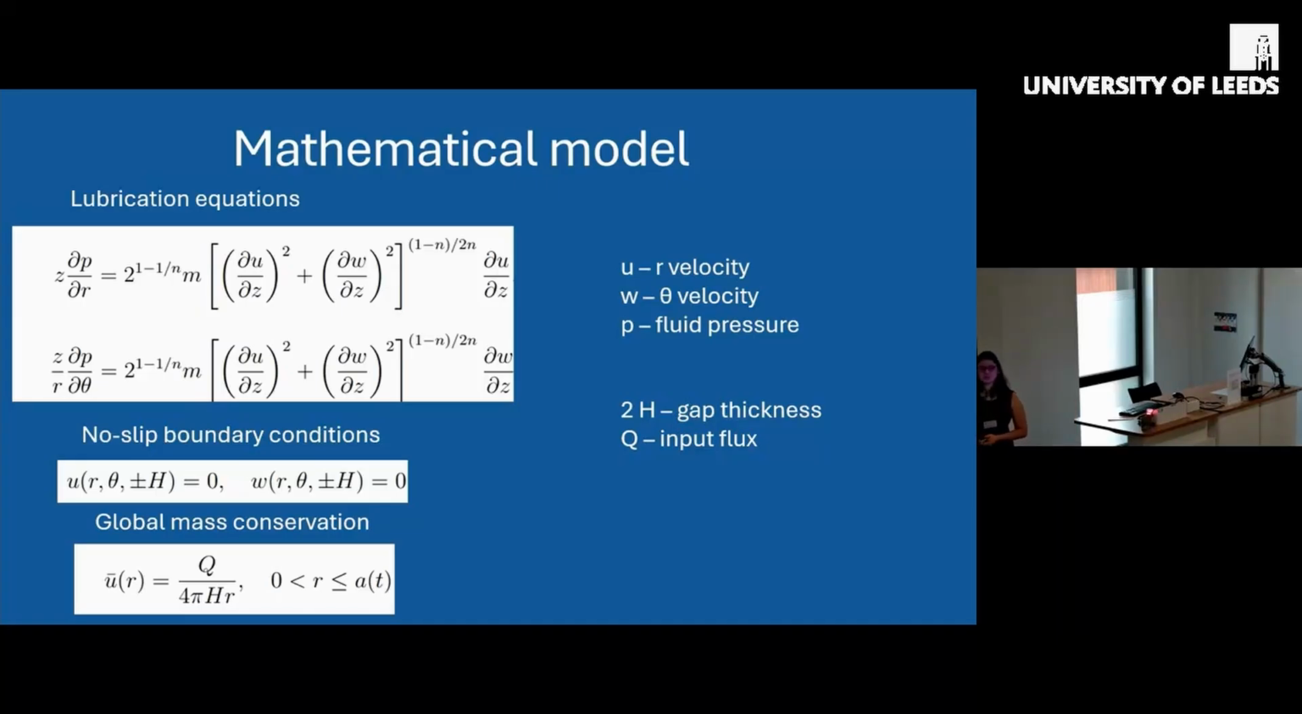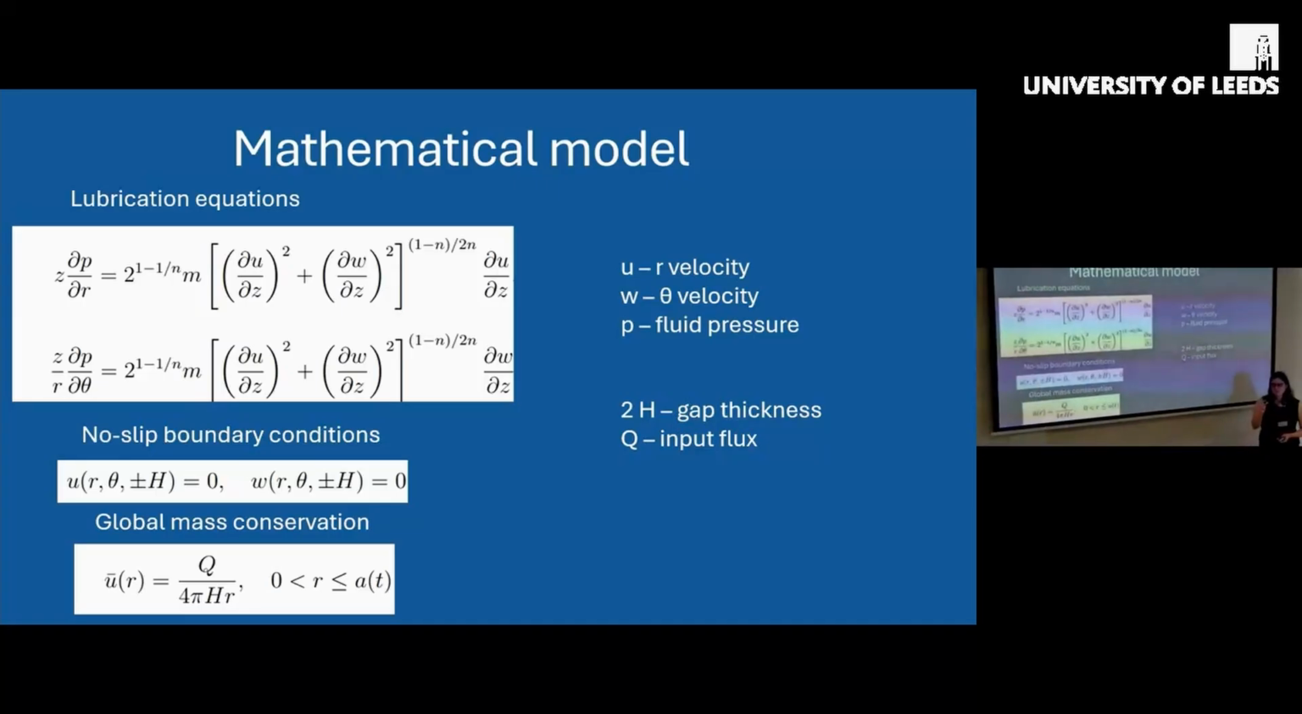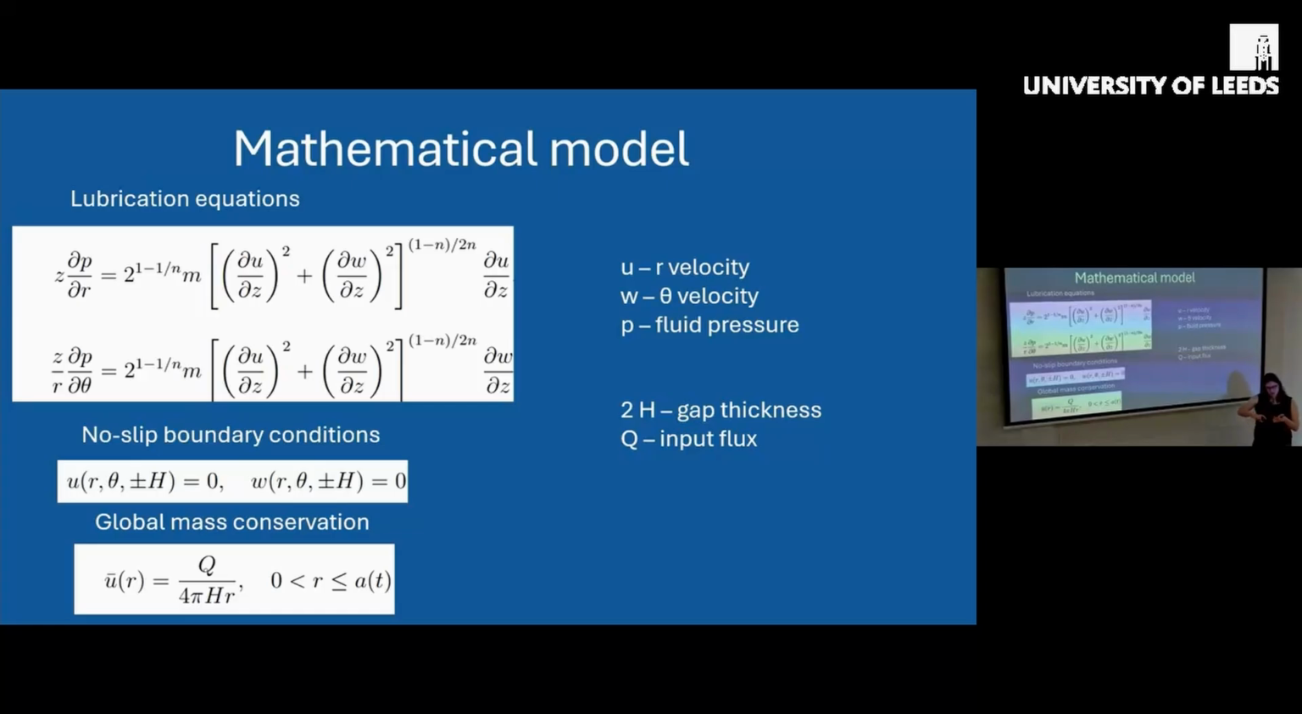So we also assume that the gap between the two plates is really small, much smaller than the horizontal extent in which the fluid is flowing. So we've got our lubrication equations. u is the r velocity, w is the theta velocity, p is the fluid pressure. These complicated looking expressions here, that's just to model the viscosity of the shear thinning fluid. So if we had Newtonian fluids, n would just be equal to 1, and those terms would disappear. So it's quite simple for the case where we have Newtonian fluids.